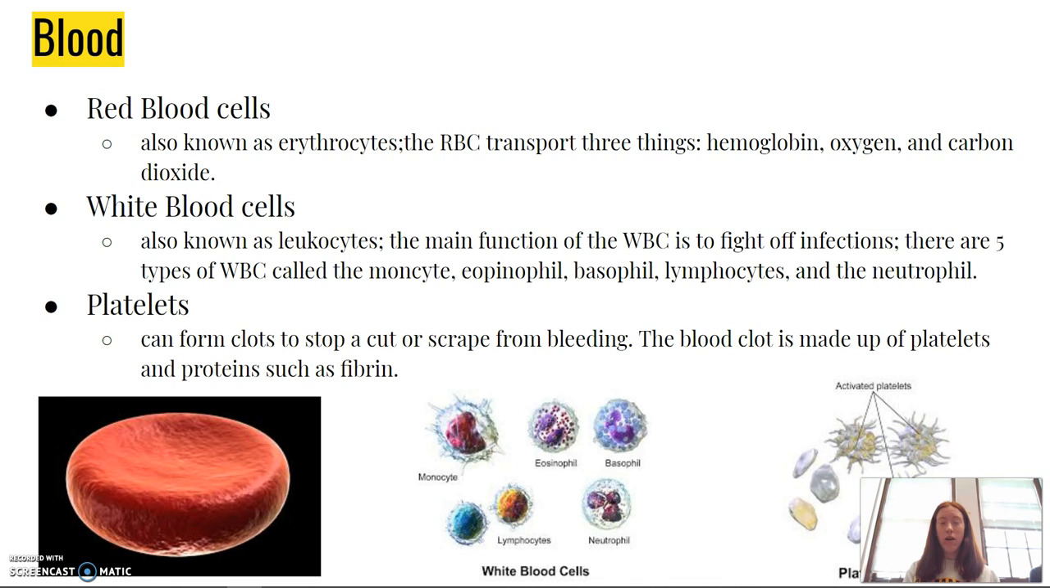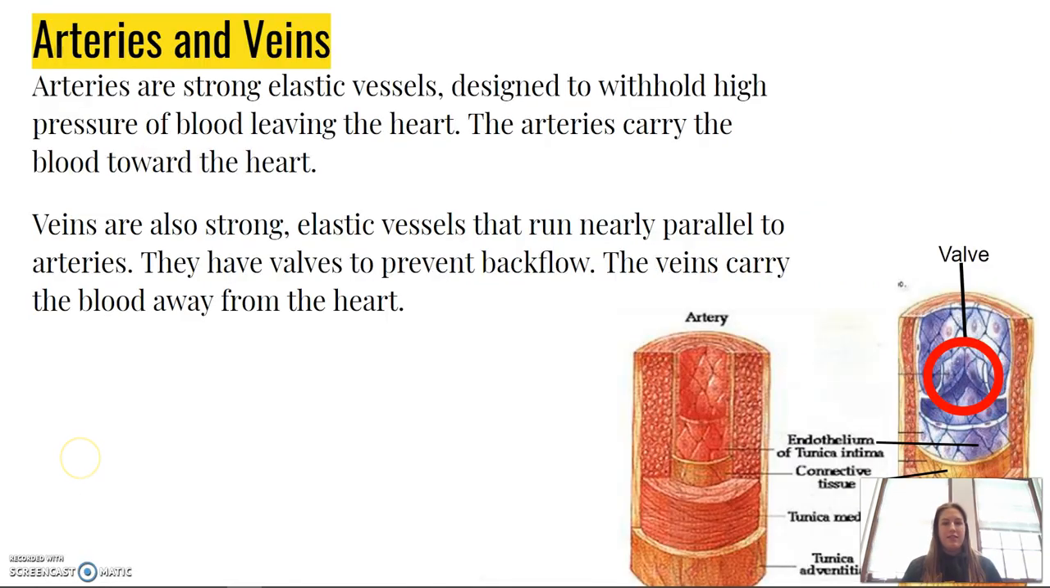The pictures below are examples of what each part would look like. The red blood cell is red, the white blood cells are multiple but usually white in color, and the platelets are sticky and white. The next thing we'll be talking about are arteries and veins.